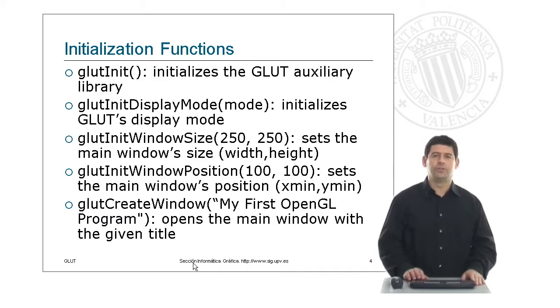In order to start using GLOT, you need several initialization functions. Here are those 5 functions. The first one initializes the GLOT auxiliary library and connects to the library server. The second one initializes the display mode of GLOT. The third one sets the main window's size. The fourth one sets the main window's position. And the fifth one sets the name of the window and opens that window with that name or title.